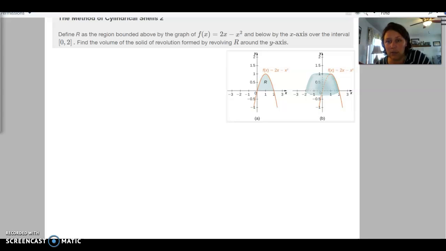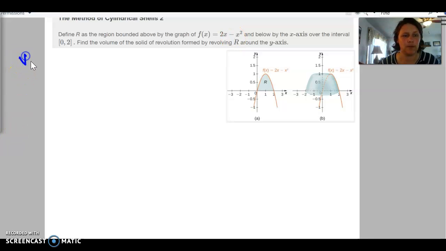Now I want to say really quick right here, if they did not give us those limits of integration, all I would need to do is figure out where this equation that they give us, this equation right here, crosses the x-axis. All right. So if they don't give you the limits of integration, find where it crosses the x-axis.